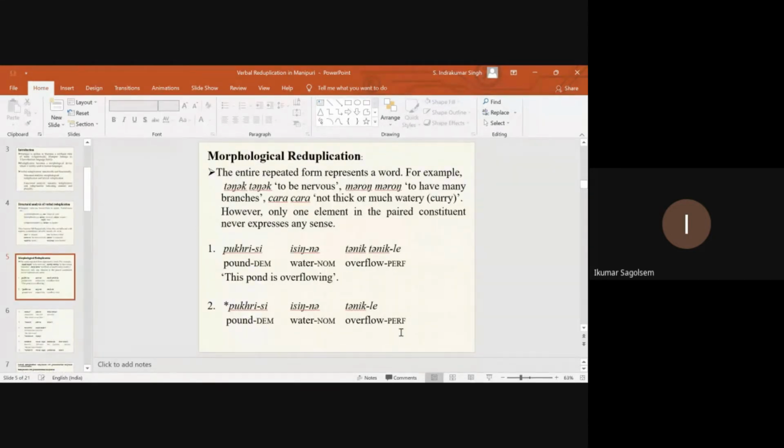In morphological reduplication, the paired elements together act as a word, that is, the entire reduplicated form represents a word. For example, tangak tangak, marong marong, chara chara represent a word, but the single occurrence or isolation of the element in the pair never carries any meaning, like tangak, marong, or chara. This cannot exist alone, which can also be seen in the following example. Ukrisi ising tanik tanik play. The poem is overflowing. The single occurrence of tanik is ungrammatical or unacceptable.